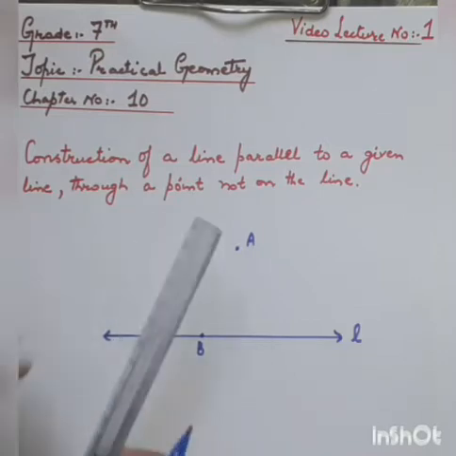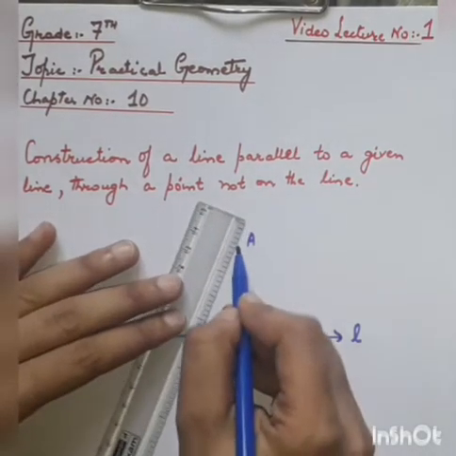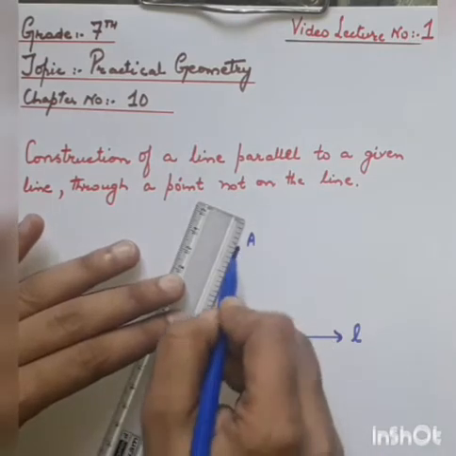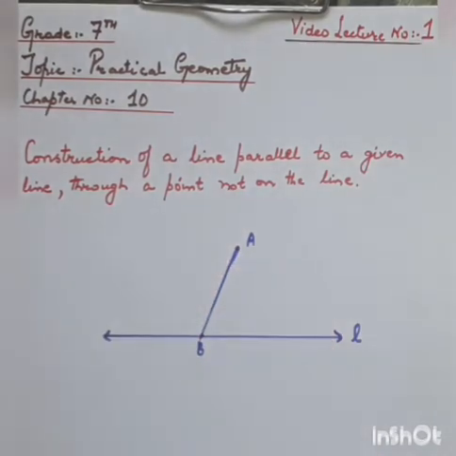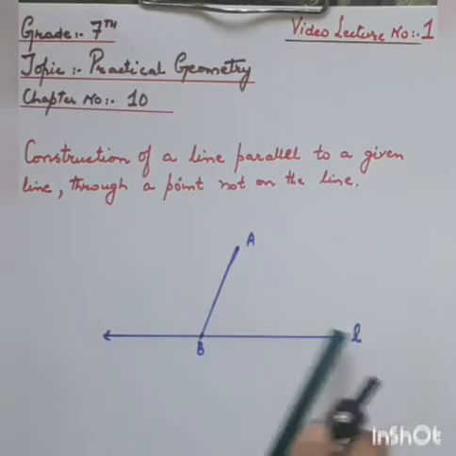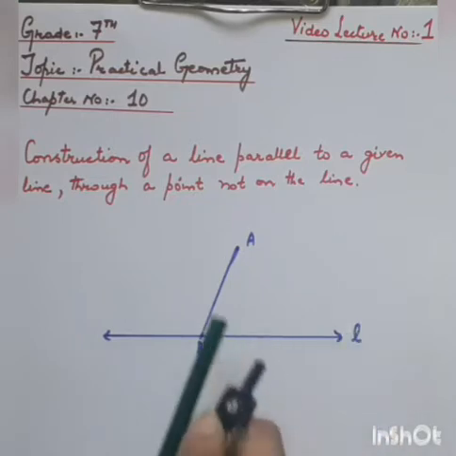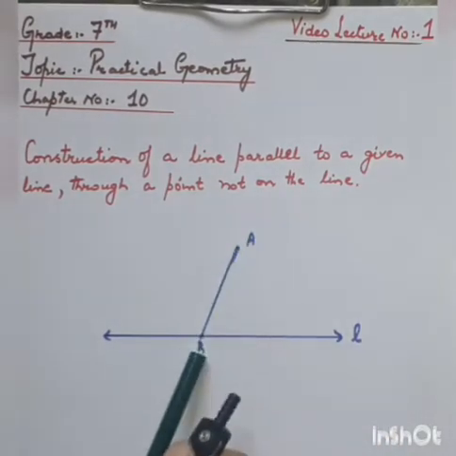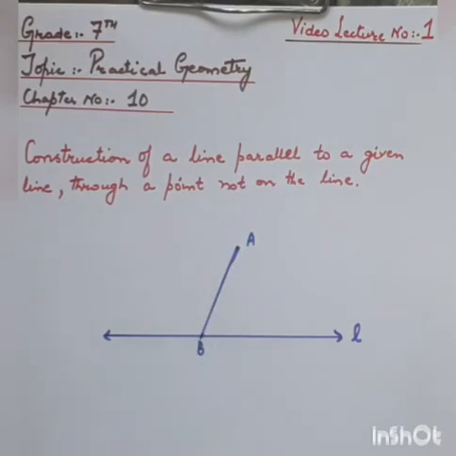Now next I'll join this A to B. After that, with this B as center and some convenient radius, that means you will open this compass as per your choice, I'll draw an arc cutting this line L at some point, say suppose C, and this line AB at another point, say suppose D.